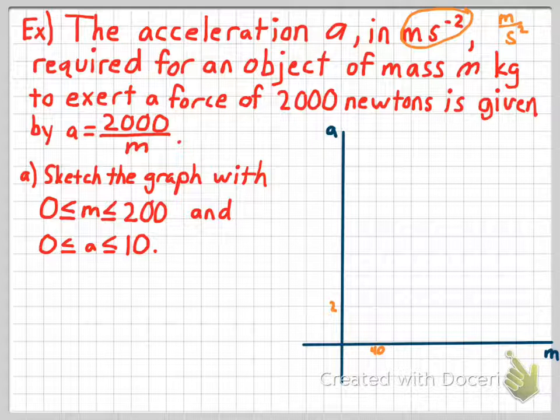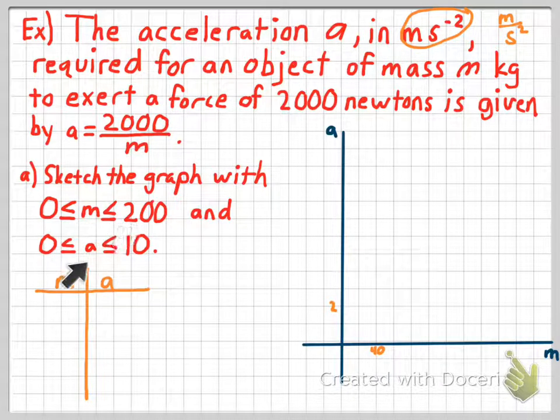And so we need to just make a table of values where we can plug in some different values of m and figure out the corresponding values of a that go along with them. m is our input, a is our output. And remember, we're only doing half the graph, so 3 points will be more than sufficient. Think of some things that are easily divisible by 2,000. And also, we're trying to keep the acceleration below 10, so we want to make these pretty large numbers.